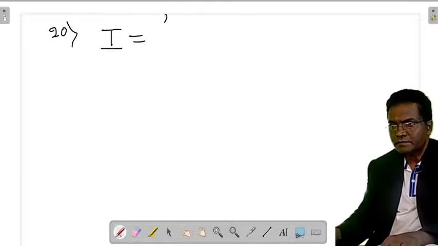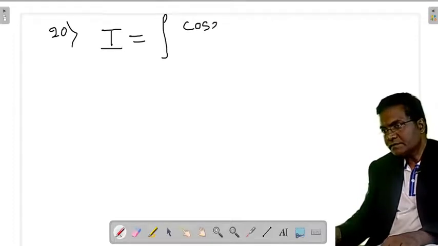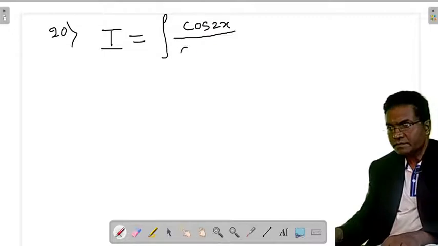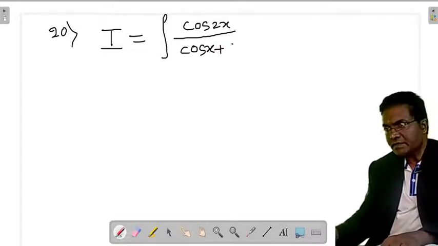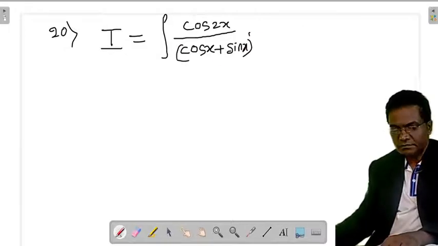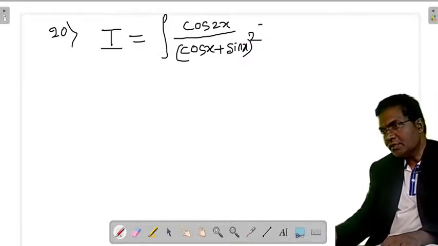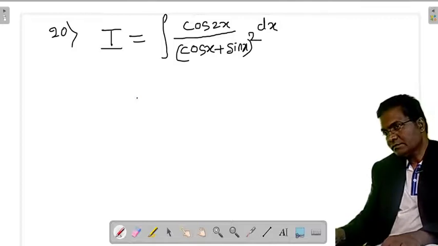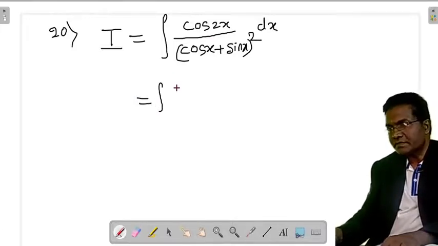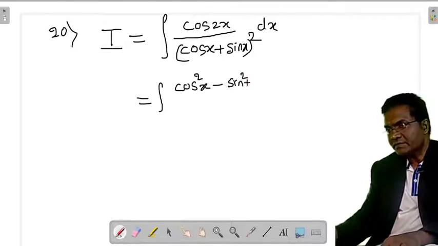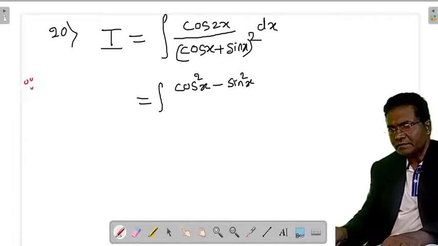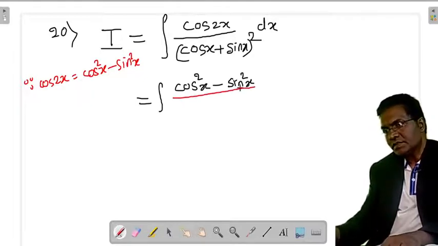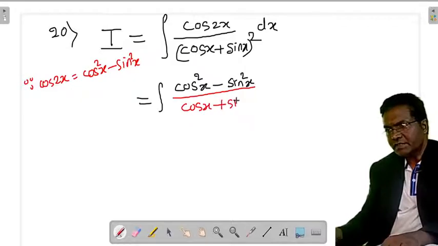Integrate cos 2x divided by cos x plus sin x whole square into dx. Cos 2x, as we all know, is cos square x minus sin square x. Please note down this identity: cos 2x is cos square x minus sin square x, divided by cos x plus sin x whole square.